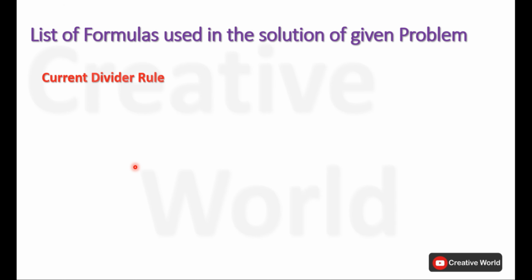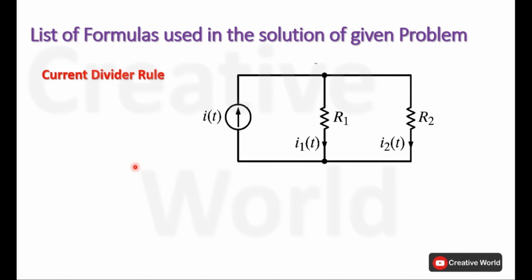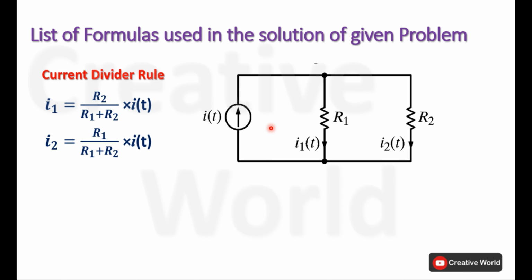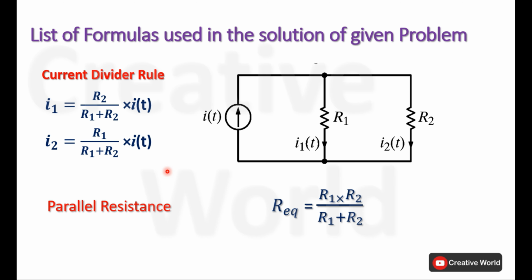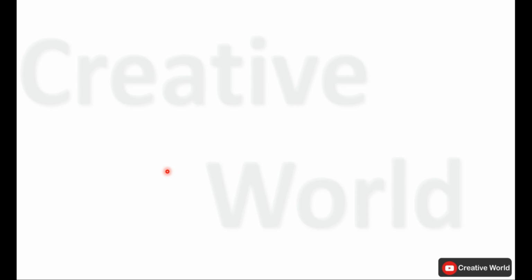While solving this problem, we will be using the current divider rule. Basic equations for the calculation of currents I1 and I2 for this particular circuit using the current divider rule are provided here. We also will be using the equivalent resistance formula for two parallel connected resistances: R equivalent is equal to the product of both parallel connected resistances divided by their sum. Now move towards the problem.